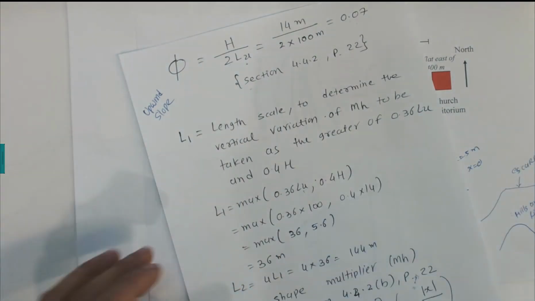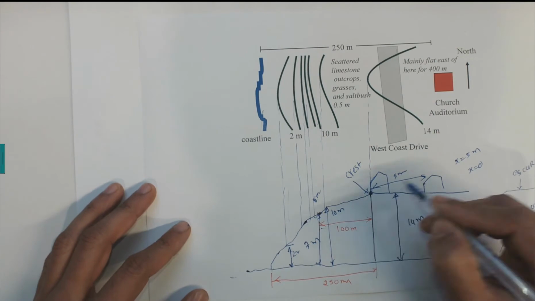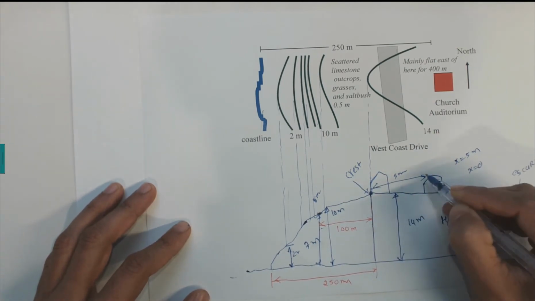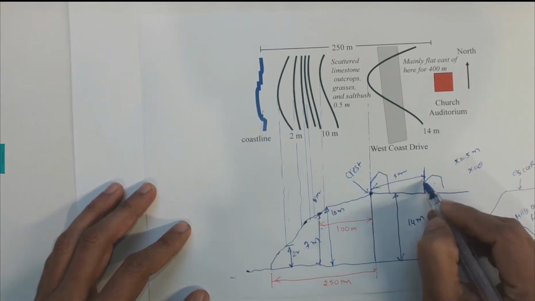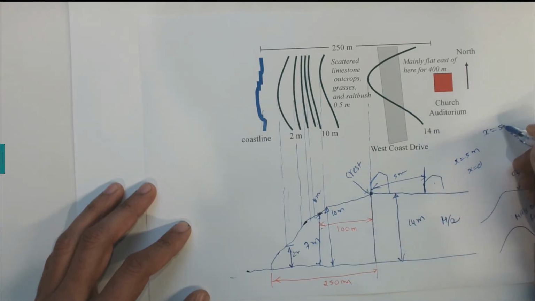But for example, if here we have a crest and our building is located somewhere here, let's say 5 meters between this and this, so the horizontal distance is 5. So in that case we're going to take X equal to 5 meters.